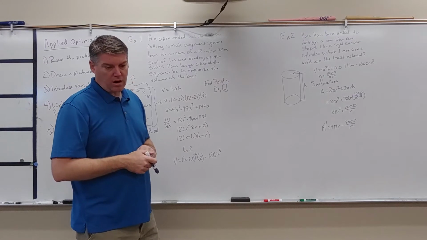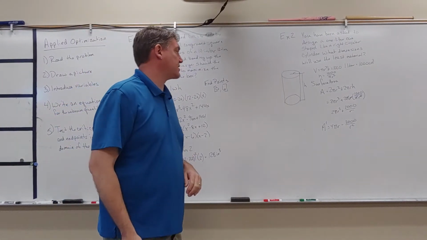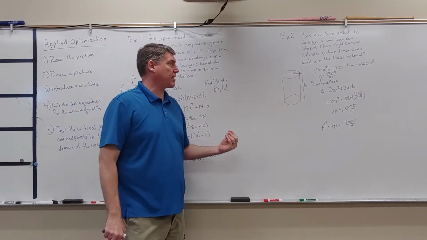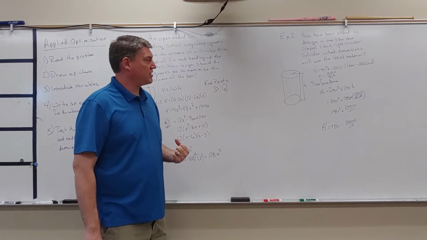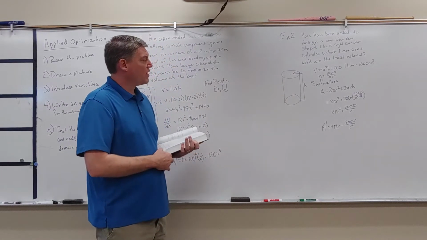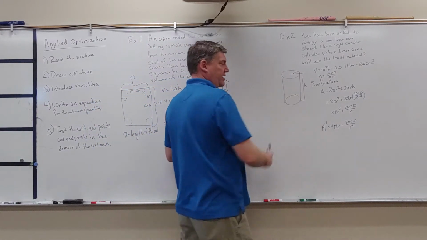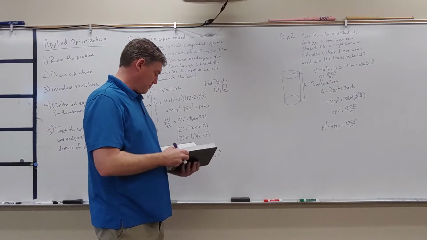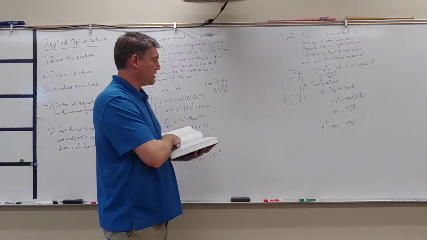Now, our second one is talking about, you've been asked to design a 1-liter can shaped like a right circular cylinder. What dimensions will use the least amount of material? Okay, so I drew up my can here. So I have a radius, I have a height of my can. So I want to make sure that I have that idea there.